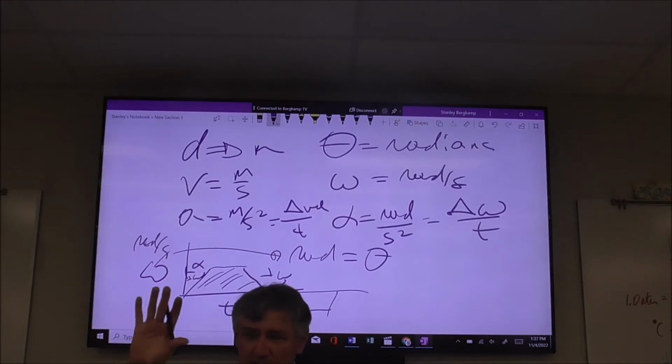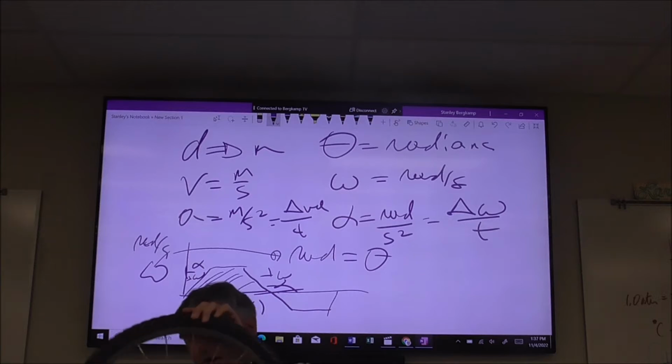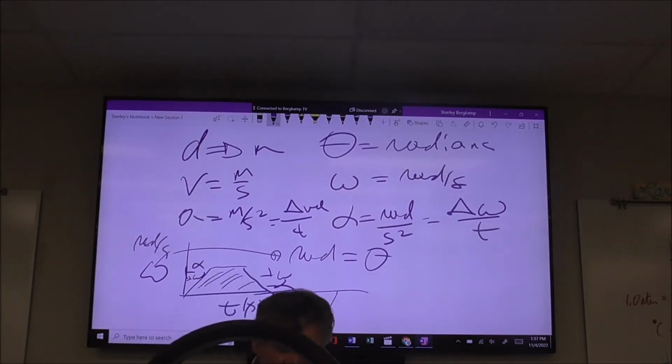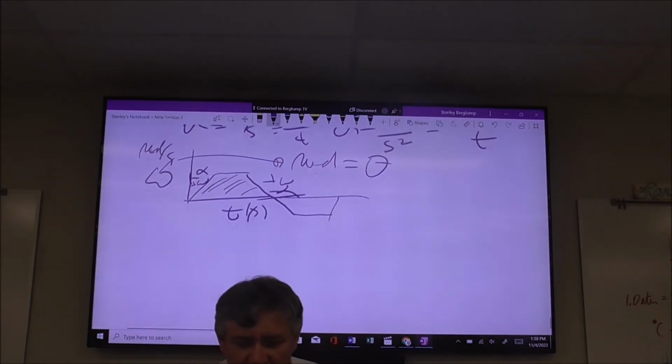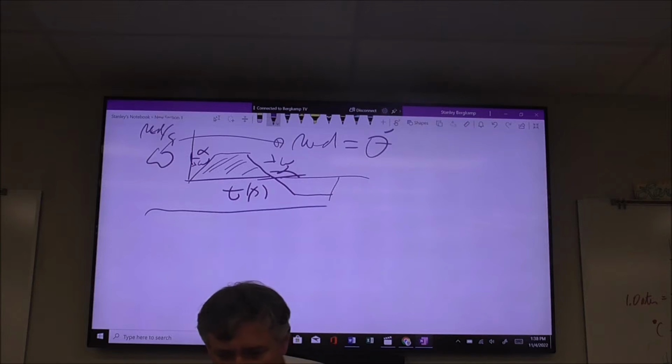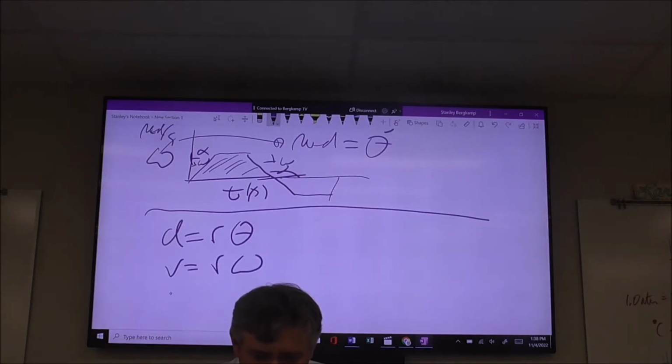We're just going to make things spin. Now, where things get a little complicated is when you have both angular velocity and linear velocity at the same time. It's not bad if you think it through. There are three what we call crossover equations: d equals r theta, v equals r omega, and a equals r alpha.